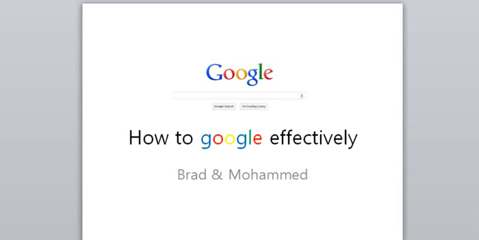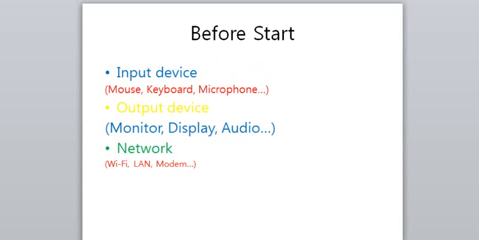This is a video for explaining how to use Google effectively. At first, we have to prepare all of this for using Google. I know you might feel uncomfortable when you read the third line, output device. Yellow color is a little bit hard to read, but I can't help it. This is the concept of Google and our video.